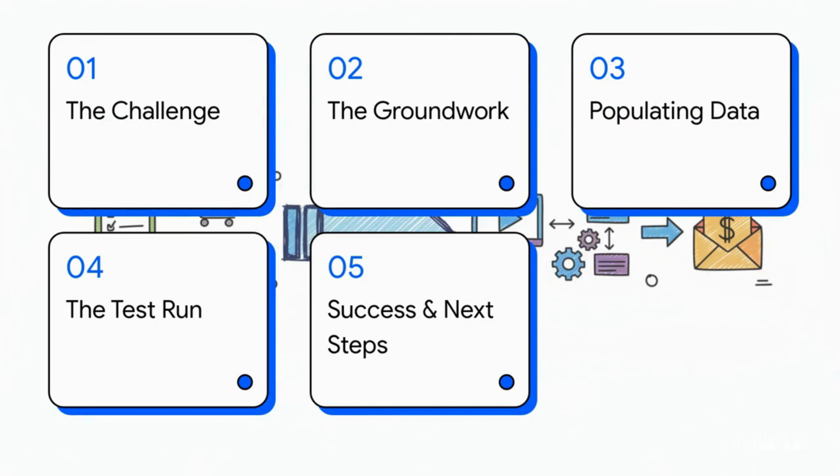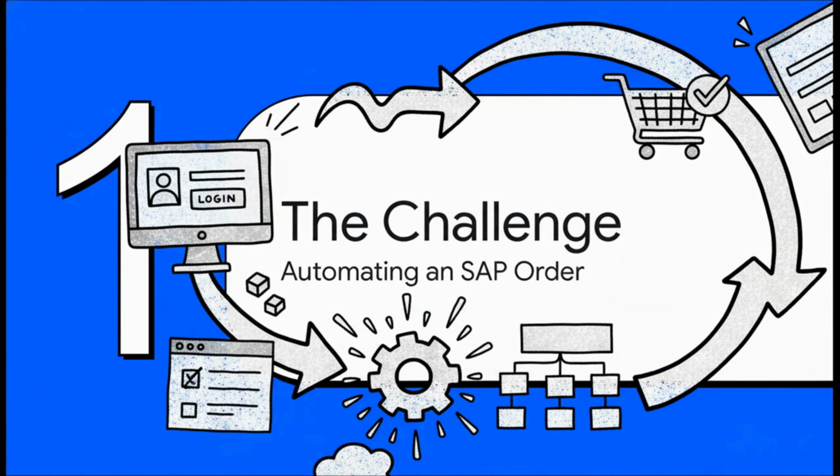All right, so to figure that out, we're going to follow a 5-step journey. We'll kick things off with the challenge itself, then we'll see how the groundwork is laid, how we fill it up with data, and then we'll watch the automated test run live. And finally, we'll look at the successful result and talk about what's next. Okay, so first up, the challenge.